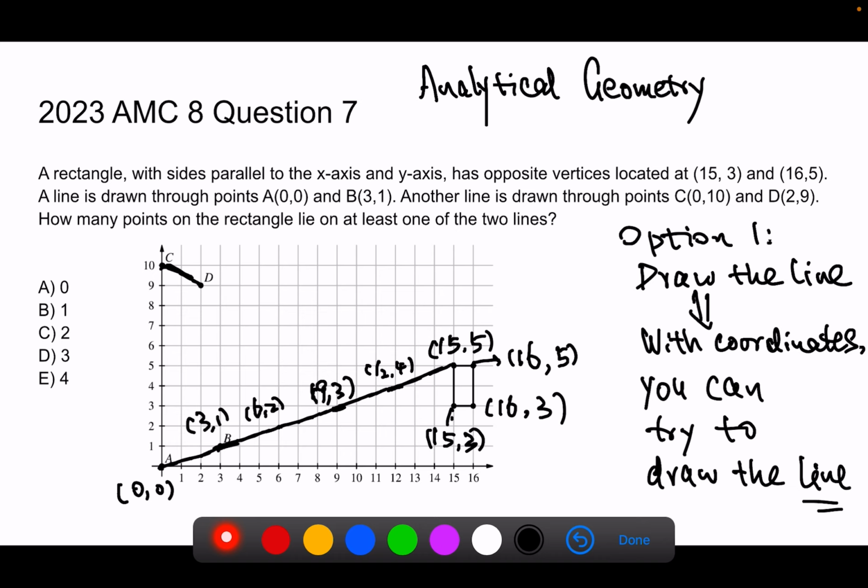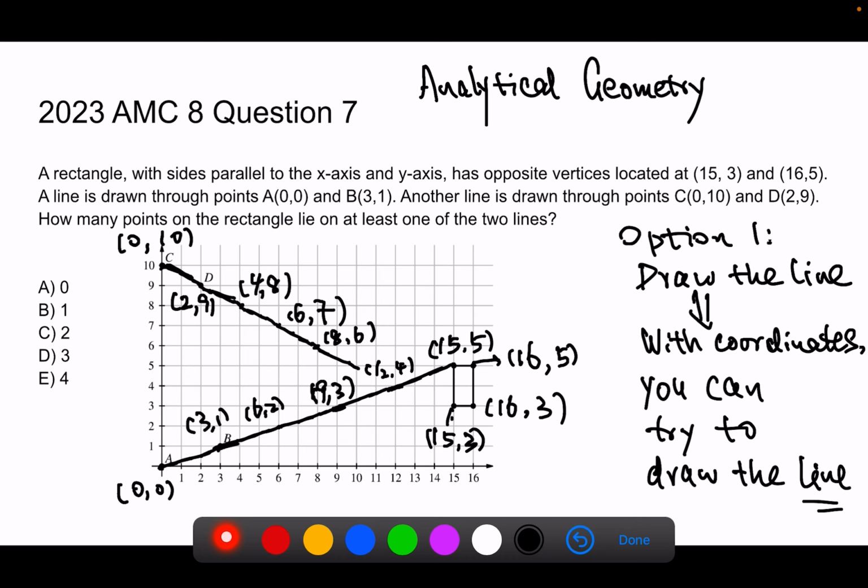Same thing, C to D goes from (0, 10) to (2, 9). So how does the line work? Increase x by 2, reduce y by 1. Continue on. The next point is increase x by 2 again: (4, 8). And then (6, 7). And then (8, 6).